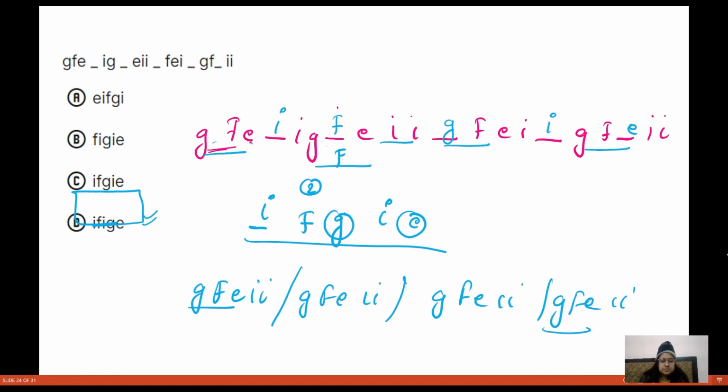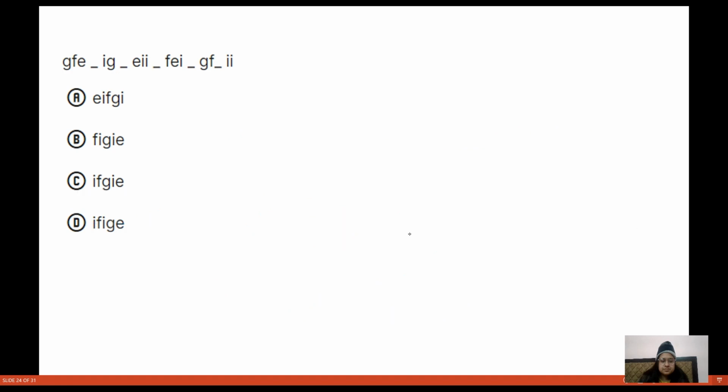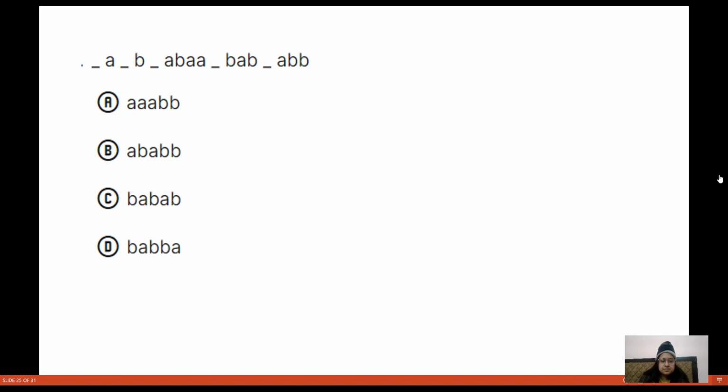So I didn't have to check. If you are able to get it, you don't have to check also, but there are multiple methods of doing a single question. Now this is ABA and all, so we'll have to check it. Why? Because this is not giving us much information. In that one there were so many symbols that it was giving us a lot of information. Here let us check. We have A dash B dash A dash B dash A B B. This is our thing.